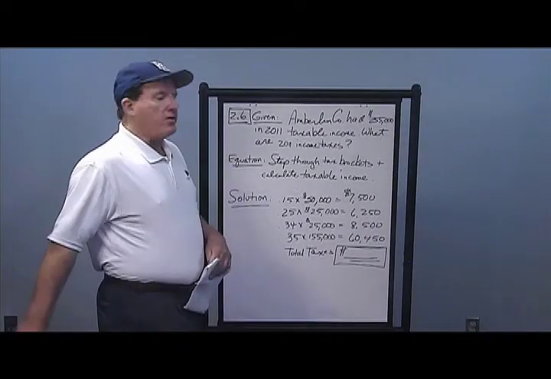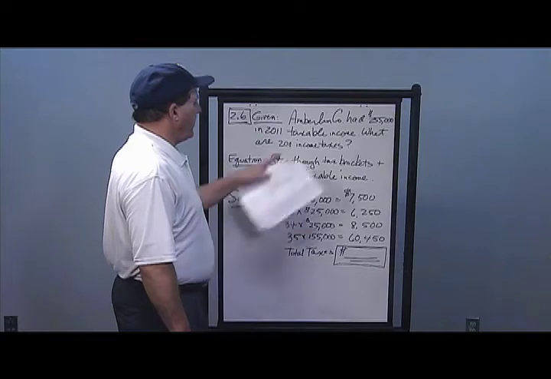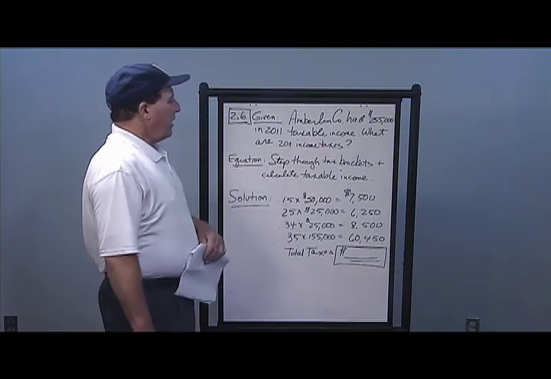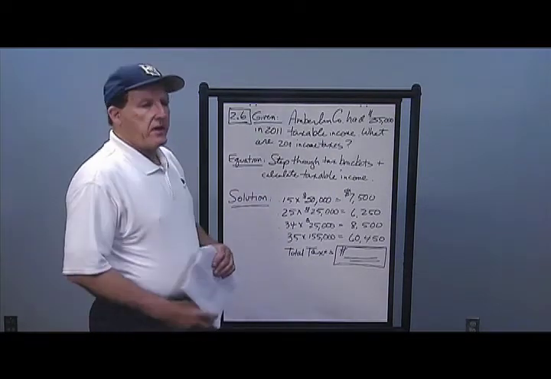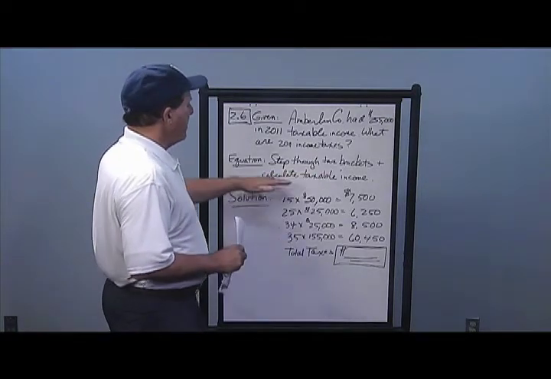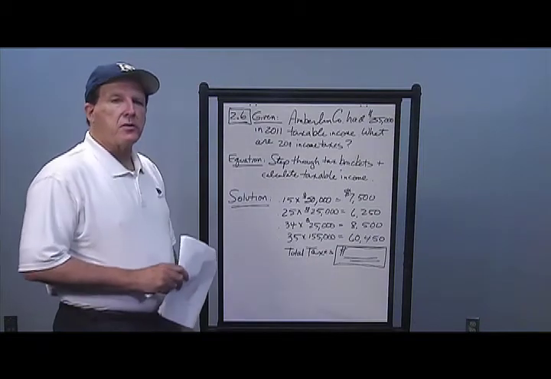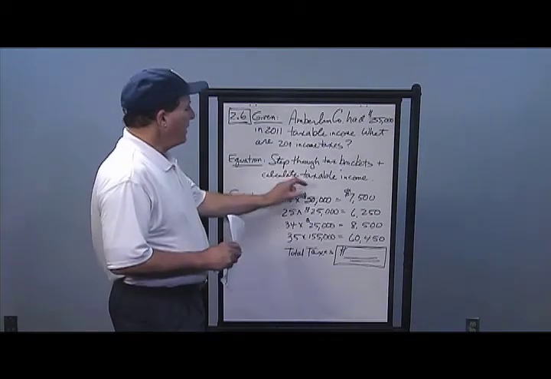In problem number 6, Amber Lynn Company had $255,000 in 2011 taxable income. What are the income taxes in 2011? So to calculate this, we have to step down through the tax brackets and calculate the taxable income. There's a table in the book that gives you the tax percentages to apply to each level of income.